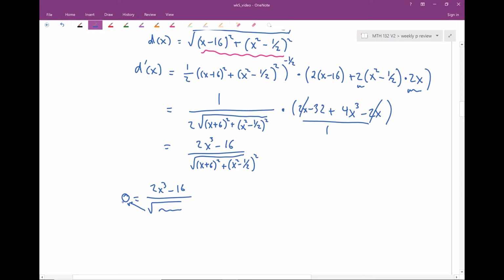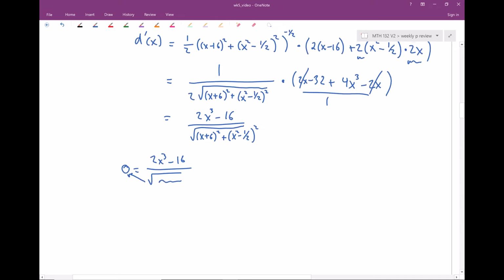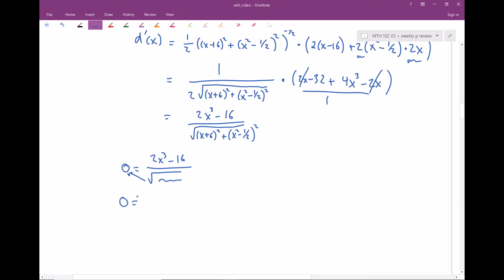If I basically cross multiply, or multiply by the square root of the quantity x plus 6 squared plus the quantity x squared minus a half squared, if I multiply that on both sides, 0 times anything is nicely 0. So that gets rid of all of this complicated stuff. Now we can rearrange, so I'm going to get 16 is equal to 2x cubed. In fact, we could divide by 2 at this line as well. So I'm going to get 8, and then the cube root of 8 is going to be 2. So x equals 2 is a critical point.